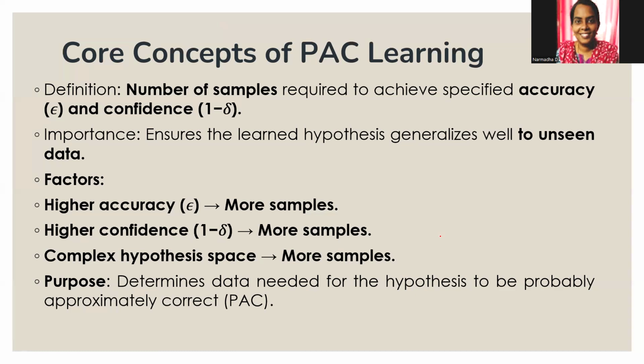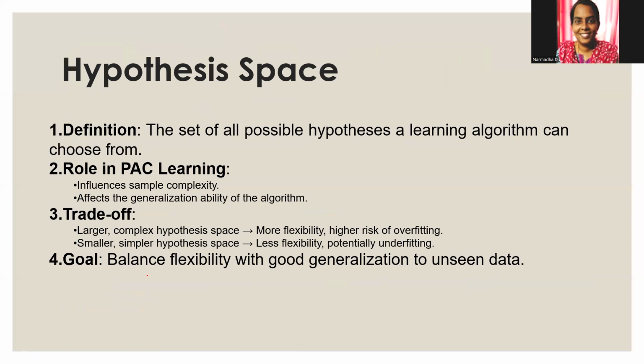From this we can find the best number of samples required to achieve good accuracy with greater confidence. This ensures that the hypothesis will generalize well to unseen data. The most important factors to consider for higher accuracy with higher confidence, especially when you work with a complex space, is that we require more samples. Then what would be the approximate correct mathematical formula that is needed?